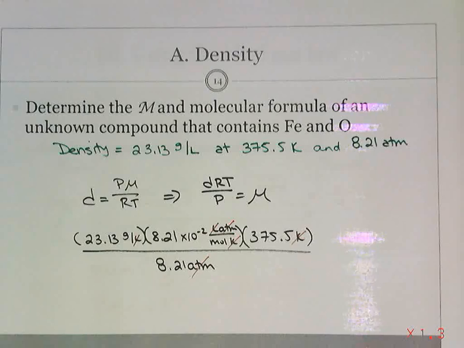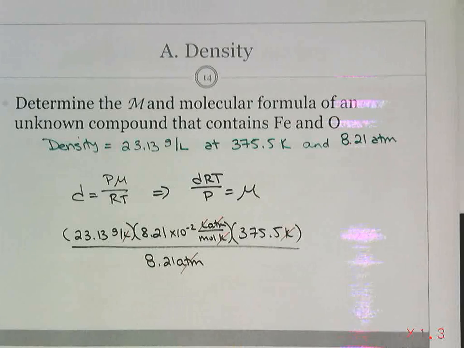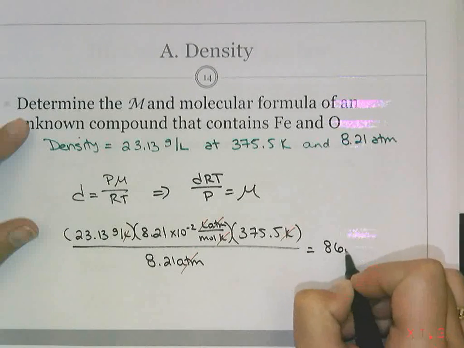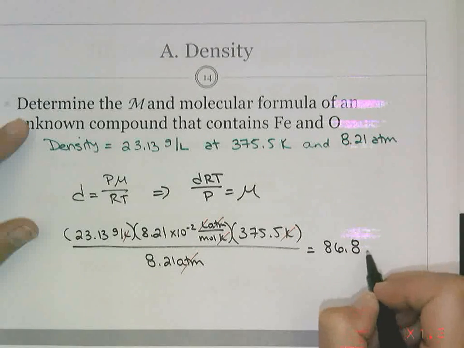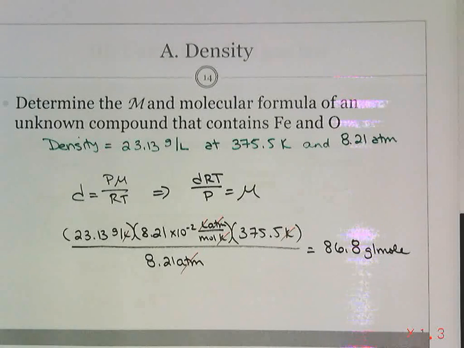Let's see, how many significant figures? 4, 3, 4, 3. So I'll have 3 as my final answer. 23.13 times 8.21 times 10 to the second times 375.5 divided by 8.21. Let's see, 86.89 grams per mole. All right. So that is the molar mass.